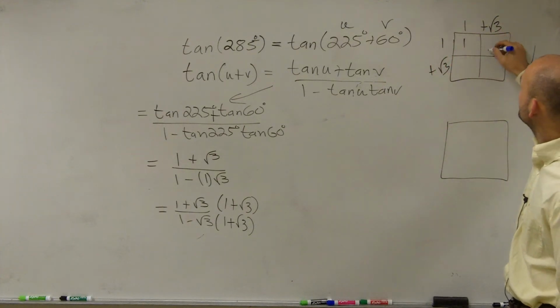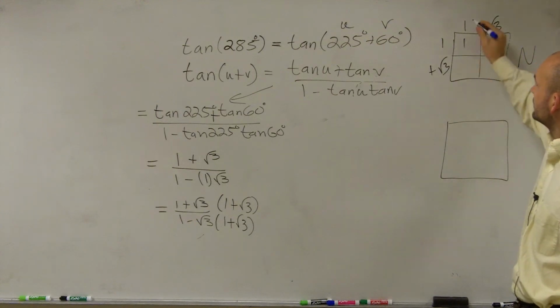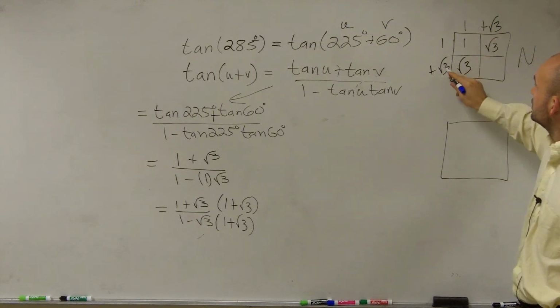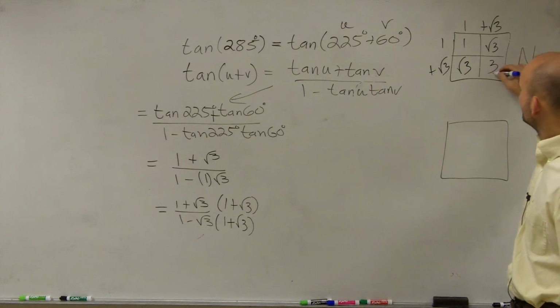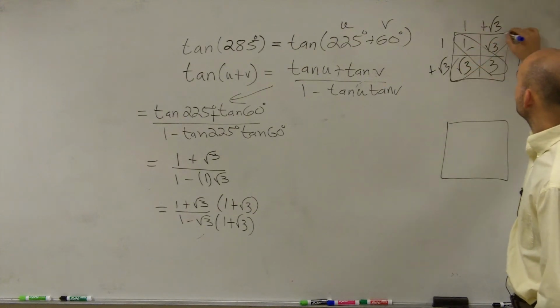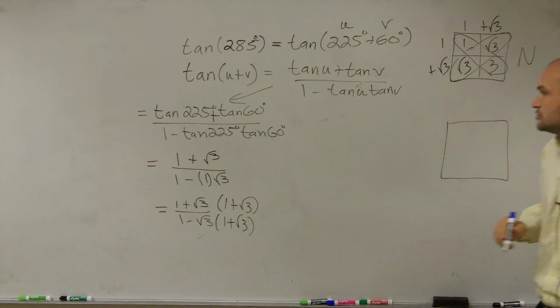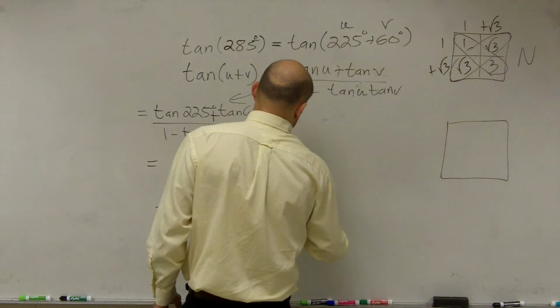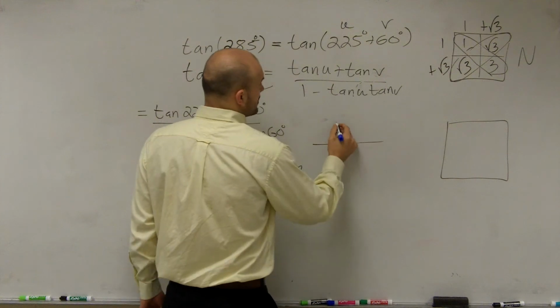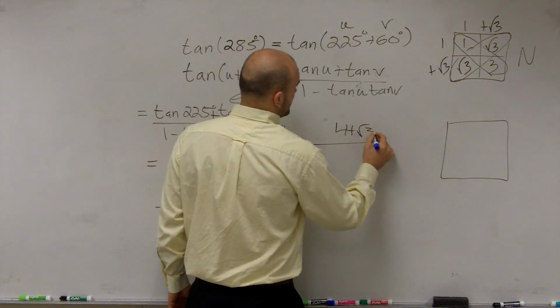1 times 1 is 1. 1 times square root of 3 is square root of 3. 1 times square root of 3 is square root of 3. Square root of 3 times square root of 3 is 3. And what's so helpful about this is we now know we can combine our like terms. So this is going to give us 4 plus 2 square root of 3. So we have our new numerator, 4 plus 2 square root of 3.